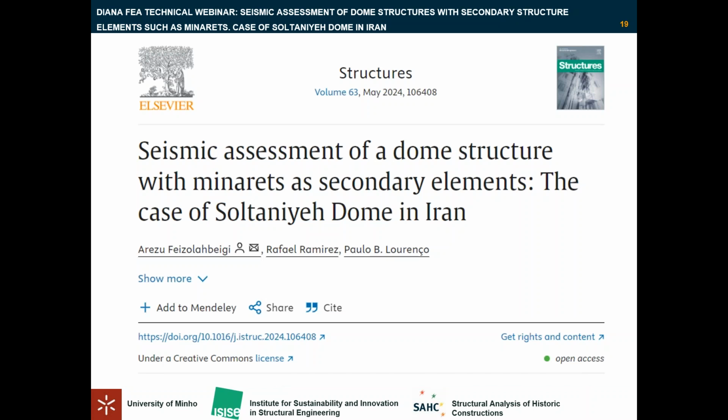For more detailed information about this project, I suggest you refer to a paper which has been published in Structure Journal, where you can find more information, because in the presentation, due to the lack of time, we have to neglect some parts. So you can refer to this article to know more about this project.